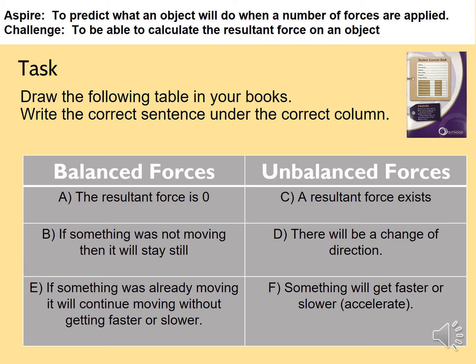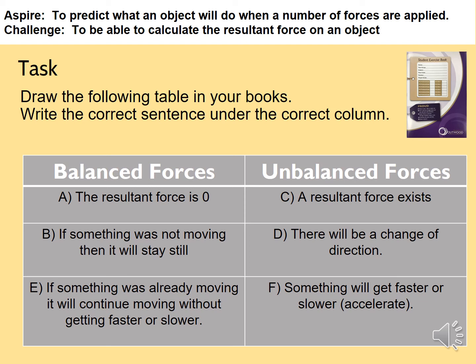Then we've got our unbalanced forces. Let's see why they're unbalanced. First of all, a resultant force exists. So we've got two forces acting, but one of them is larger than the other. So we have a number that tells us that the force is unbalanced.